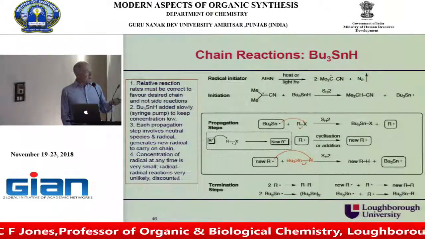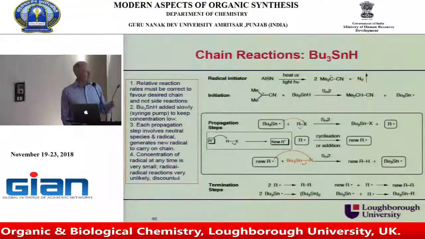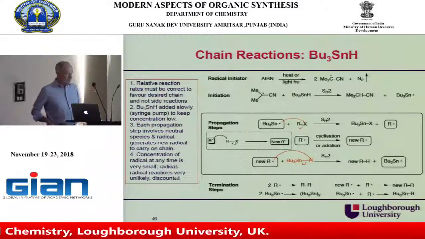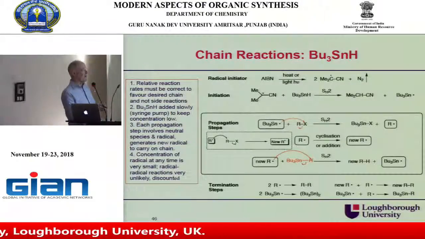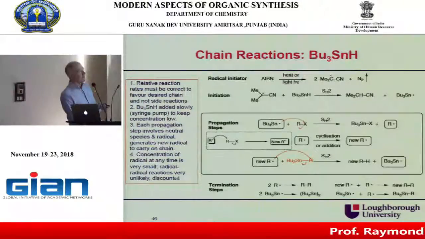So almost everything happens by a radical attacking a neutral molecule and forming a new radical, but not combining with other radicals. But if that does happen, then that's actually not something you want. Two tributyl tin radicals could join up, and that will stop this chain process going on.